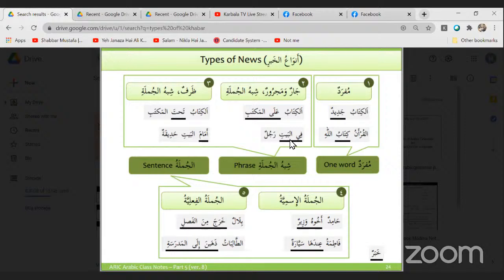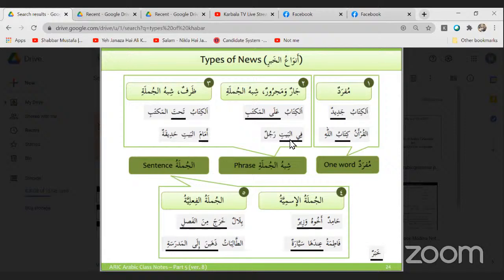If I change the rajulun, say, for example, to Hamidun, fil bayti Hamidun, it changes completely, because then Hamidun becomes a proper noun. So you will say Hamidun fil bayti. But I can't say fil bayti Hamidun, in Hamid's house. Hamid is a proper name, a name of an individual. So that's a proper noun. So you would say Hamidun fil bayti.